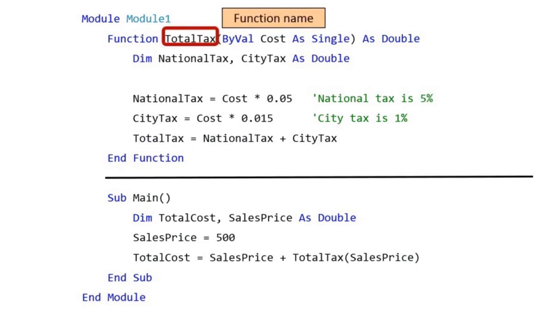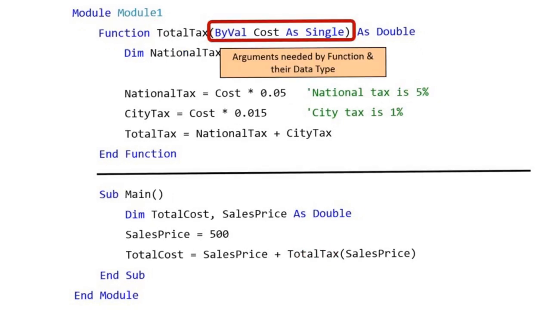So let's look at the various parts then. Here we have the function name. Notice that it has to match the name being used down here, otherwise it won't know what function to call. Here we have the arguments that the function needs and their data type. So the arguments or parameters that this function needs to take in when you call it is one variable called cost, and its data type is a single. And that's what happens down here.